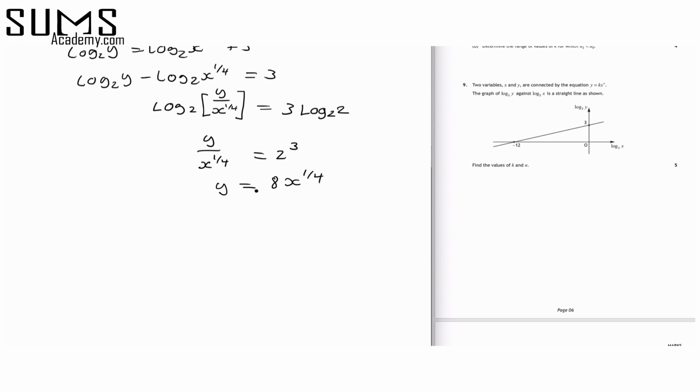And that's almost it, because as you can see here, this is now in the same form of y equals kx to the power of n. So all we need to do now is write down that k is equal to 8 and n is equal to 1 over 4. And that's our final answer there.